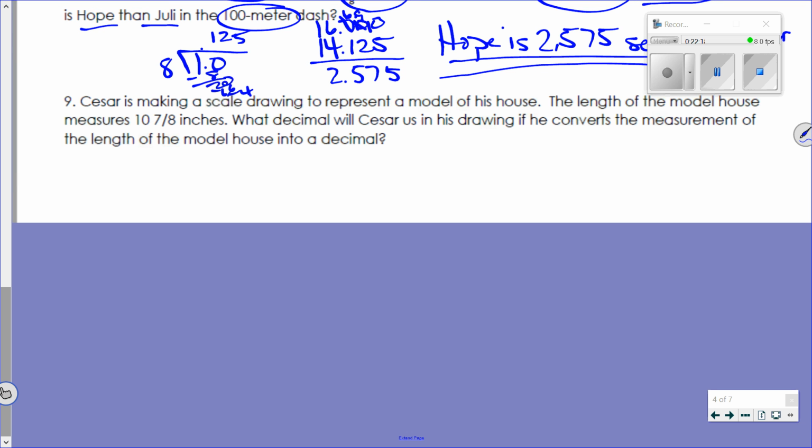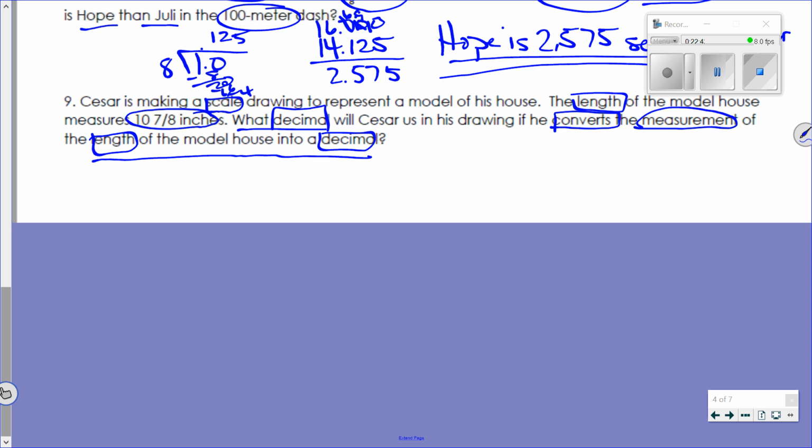And then our last one, Caesar making a scale drawing to represent a model of his house. The length of the model house measures 10 and 7/8 inches. What decimal will Caesar use in his drawing if he converts the measurement of the length of the model into a decimal? So there's our question. So basically, length into a decimal.